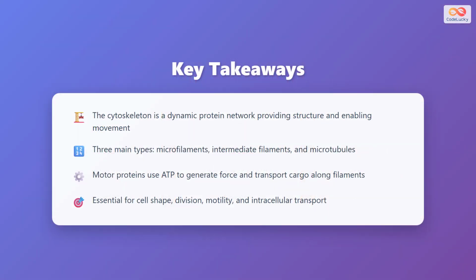Let's review the key concepts we've covered. The cytoskeleton is a dynamic protein network that provides structure to cells and enables movement. It consists of three main types of filaments: microfilaments, intermediate filaments, and microtubules, each serving specialized functions. Motor proteins use adenosine triphosphate, or ATP, to generate force and transport cargo along these filaments. The cytoskeleton is essential for maintaining cell shape, enabling cell division, facilitating cell motility, and managing intracellular transport. Understanding the cytoskeleton helps us appreciate how cells maintain their structure and carry out their complex functions.